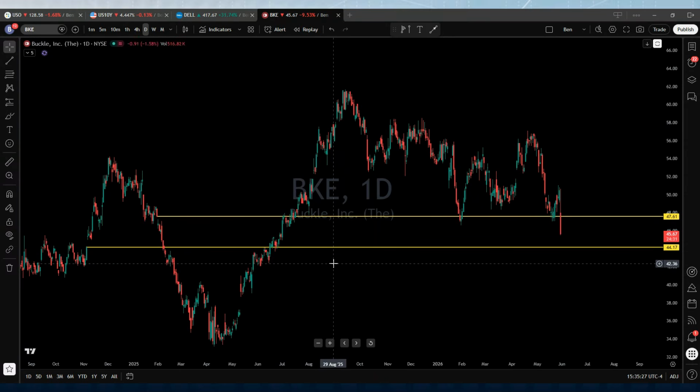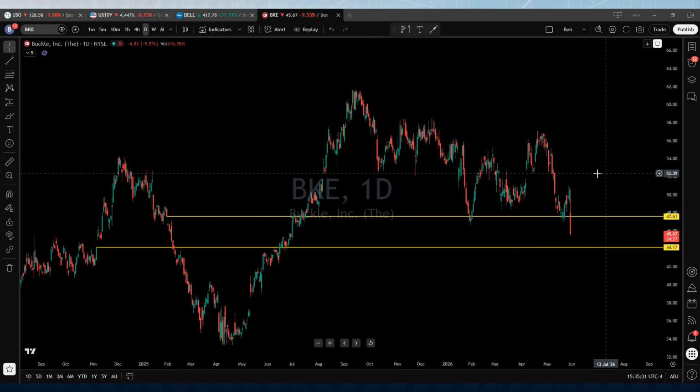Here's where your next level of support is. This did have earnings. So similar to Dell, I'm not in this trade going into earnings. What I would like to see is it recapture this gap in the charts. As you can see, there's a ton of price action at $44.17. Now, this is the line in the sand.